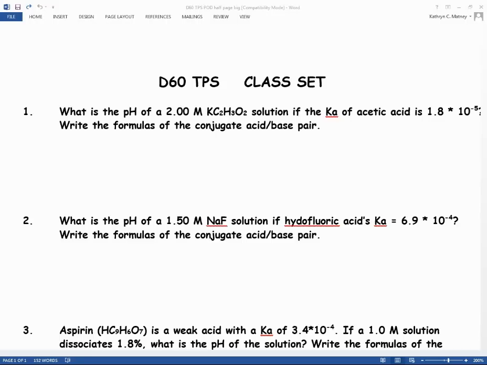Now I'm ready to say my Kb expression for this reaction is HC2H3O2 times OH minus over C2H3O2 minus. And now I'm ready to plug in all my numbers. 5.6 times 10 to the minus 10 is my Kb. That's going to equal x squared over 2. X comes out to be 3 times 10 to the minus 5. And I know there's some decimal places there. 3 point something something times 10 to the minus 5. Yes? Okay, Kyle, what was that something something, 3 point what?